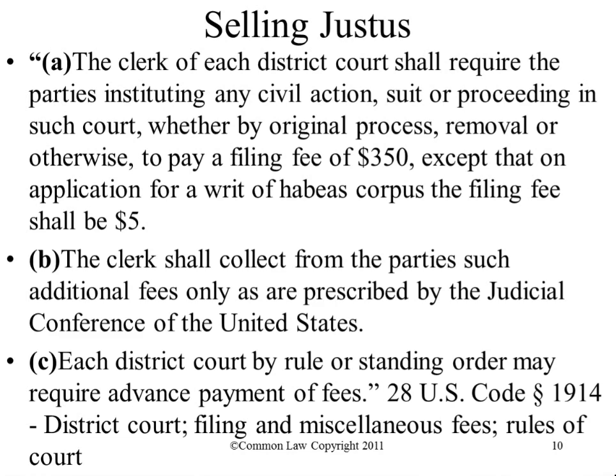So what do their codes say? This is 28 U.S.C. Section 1914, the District Court filing and miscellaneous fees, rules of the court. The clerk of each district shall require the parties, notice it says parties, instituting any civil action, suit, or proceeding in such court, whether by original process, removal, or otherwise, to pay a filing fee. It says the filing fee is $350, and for habeas corpus is $5. They always got to get that extortion, okay? They absolutely have to. If you're a U.S. citizen, they got to get that extortion. And the clerk shall collect from the parties such additional fees only as prescribed by the Judicial Conference of the United States, okay? So they go and change it, it's a regulation, okay?